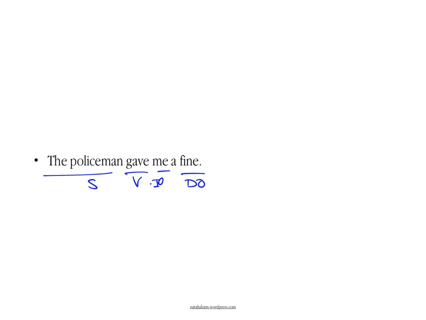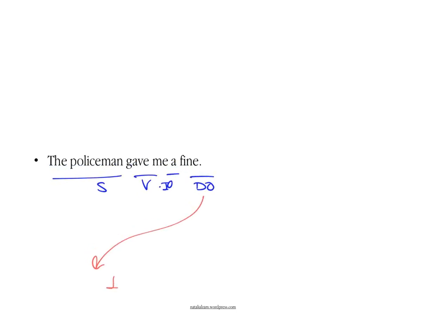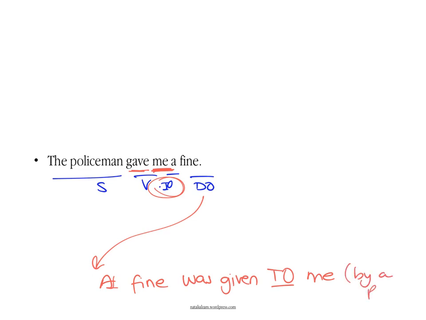In this particular case, you have two possibilities. You could again take, for example, a fine, this verb in the past, was given, and then because you changed the order, if you want to incorporate this, you need to include the preposition to. To me, by a policeman, not really interested.